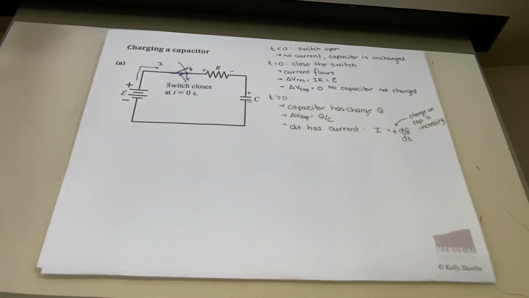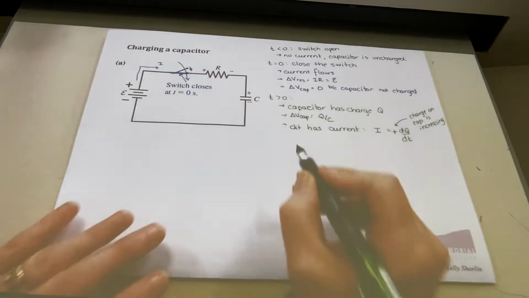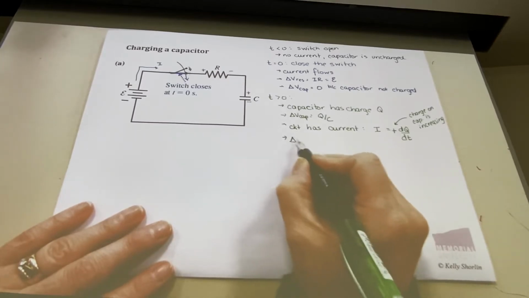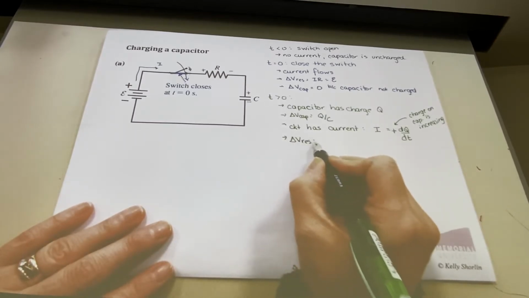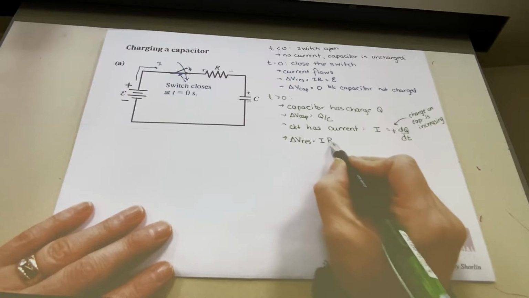So that's our current. If that's our current, then we can figure out the potential across the resistor. The delta V of the resistor is the current times the resistance.